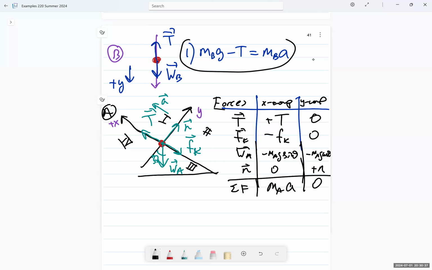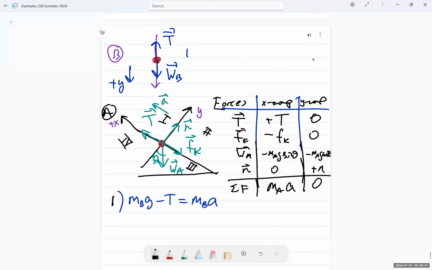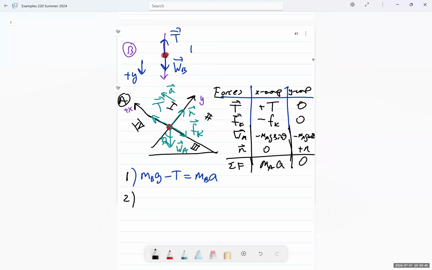Let me move this one here. This was equation 1. Then equation 2 will be from system A: tension minus Fk minus MAG sine theta equals MA times acceleration. And equation 3: normal force equals MAG cosine theta. All right, so I have these three equations.